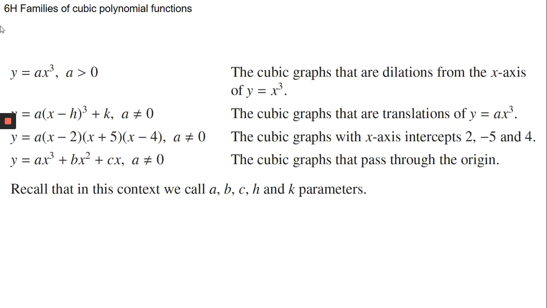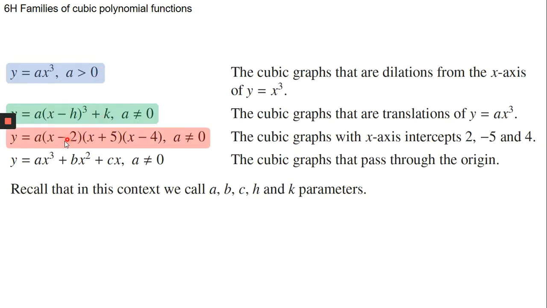Okay, so we're going to look at families of polynomial functions. So first one, y equals ax cubed, so that's just a cubic that goes through 0. It kind of does this sort of shape, doesn't it? Goes through 0. This one here, that's where it gives us the point of inflection, doesn't it? So this is our left and right bit and our up and down bit.